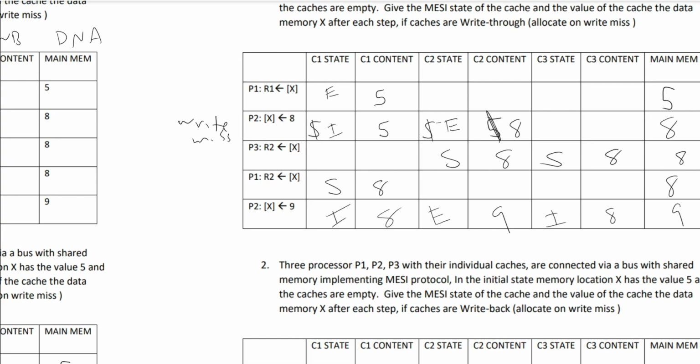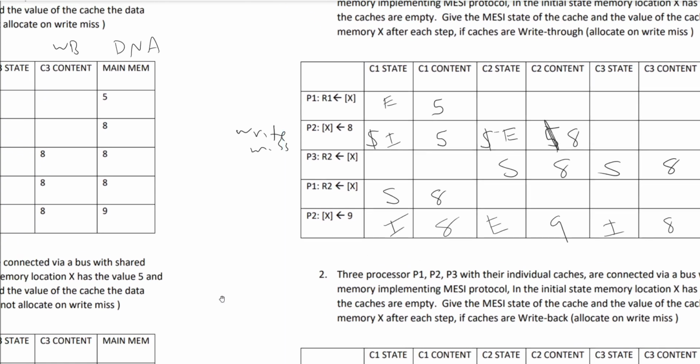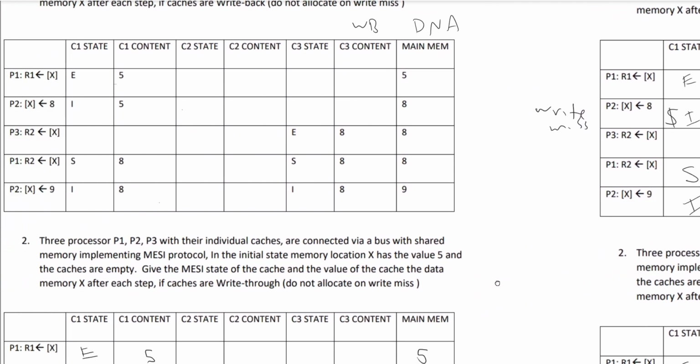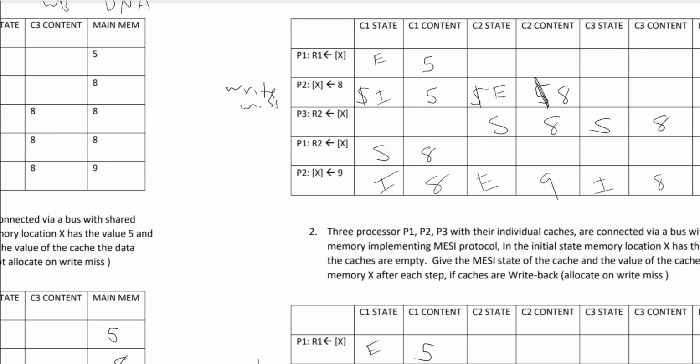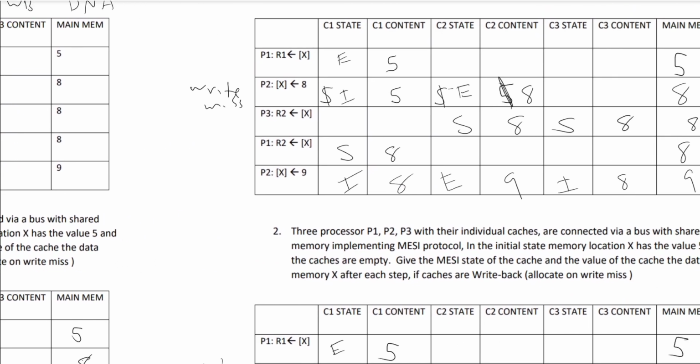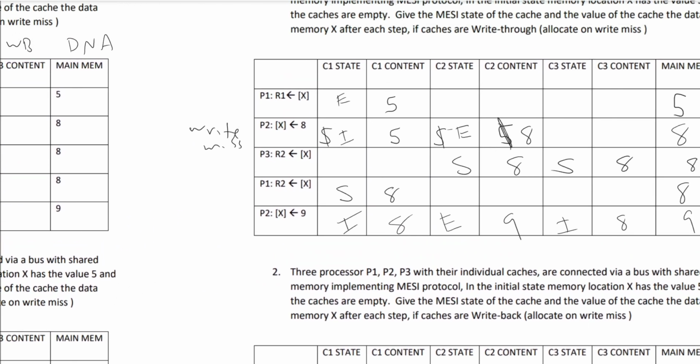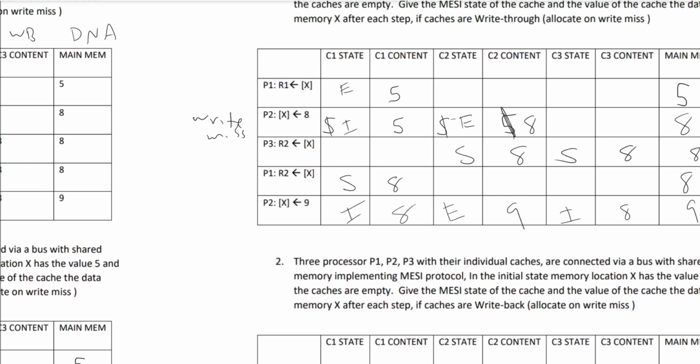Well, if you have write through, I think you never have modified, right? Yeah, because it does both at the same time. Modified is only for write back, because sometimes the cache and the main memory will have a mismatch.